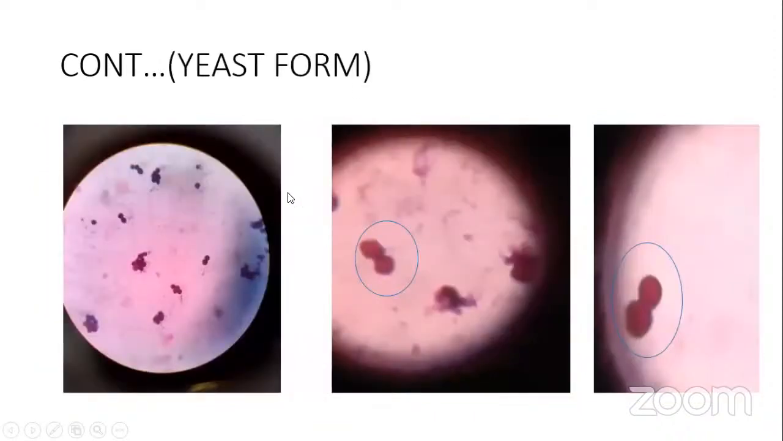So it was identified the next day as the yeast form of one of the most uncommon fungi, that is Blastomyces. As you could see, there is a budding yeast attached here, which is 8 microns in size, in a figure of 8 pattern, which is most classical for Blastomyces.